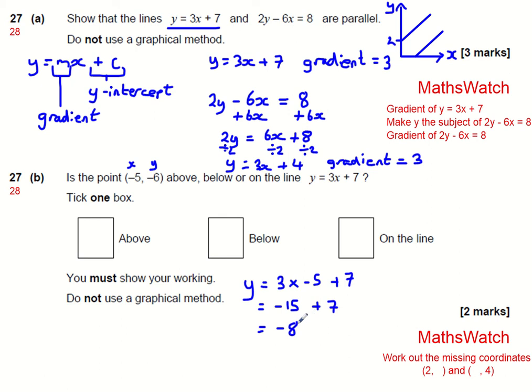So the coordinate minus 5, minus 8 is on the line, which means that since minus 6 is higher than minus 8, once again think of temperature, minus 6 is above minus 8, that means that that point will be above the line.